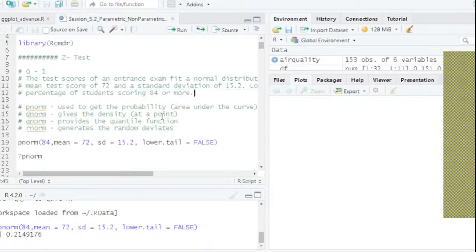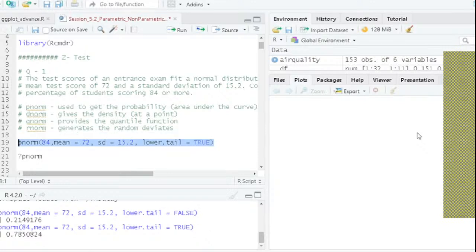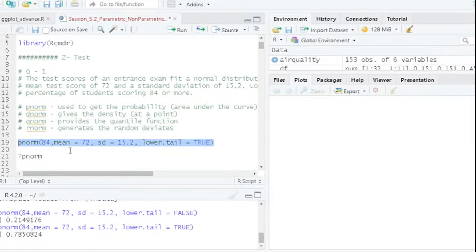Clear? Now let's see this. If I change it to true, run it and see. Isn't it on the lower side of that? Isn't it the lower value? Idris, especially for you, 0.78. Isn't it 1 minus 0.2149?